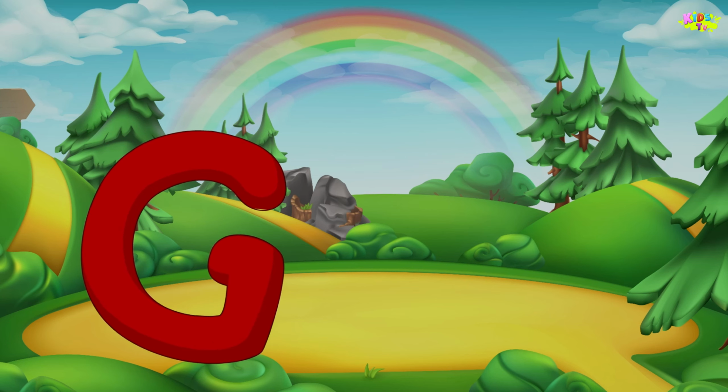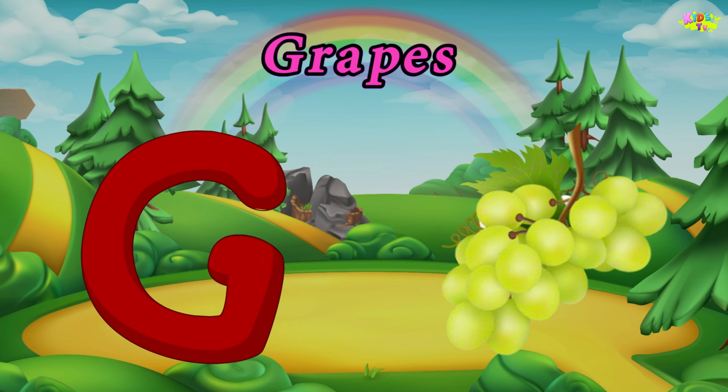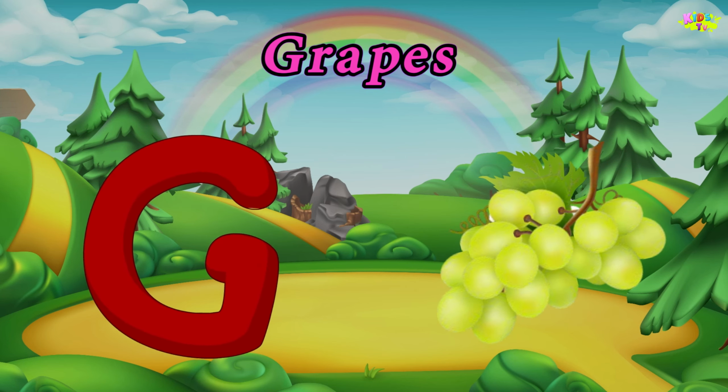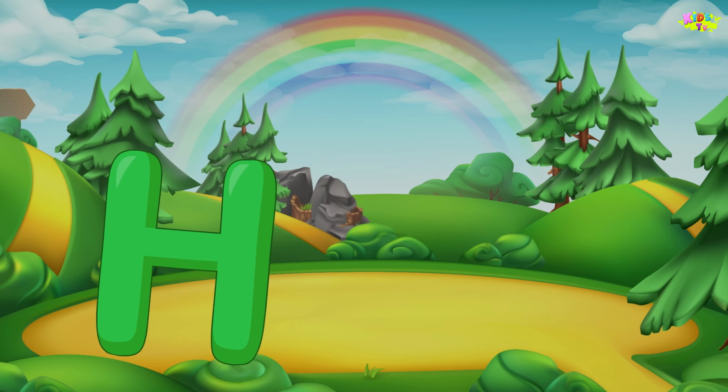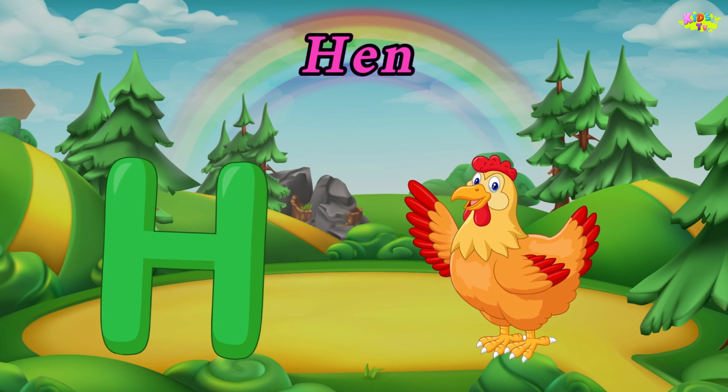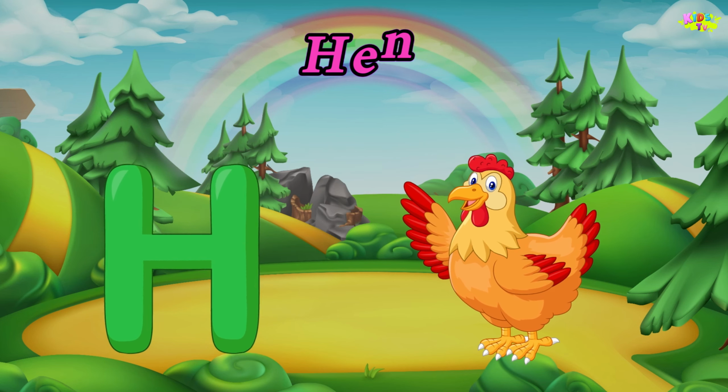G is for grapes, grapes, G, grapes. H is for hen. H, H, hen. H, hen.